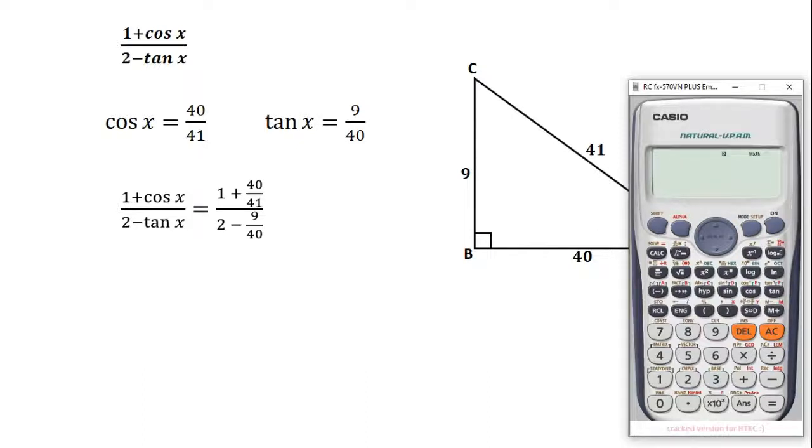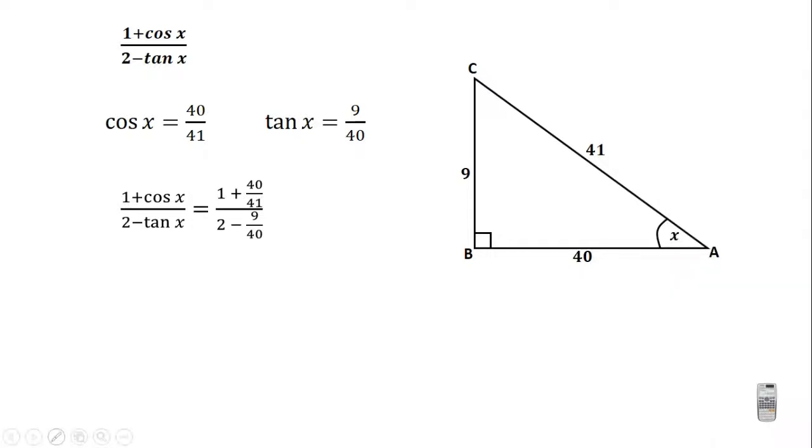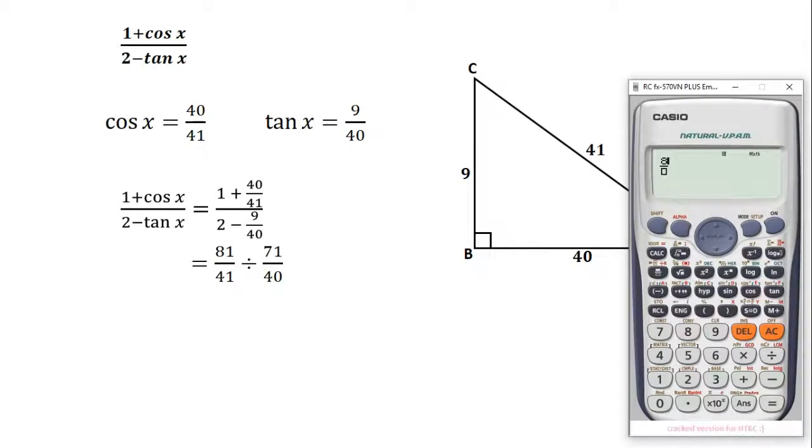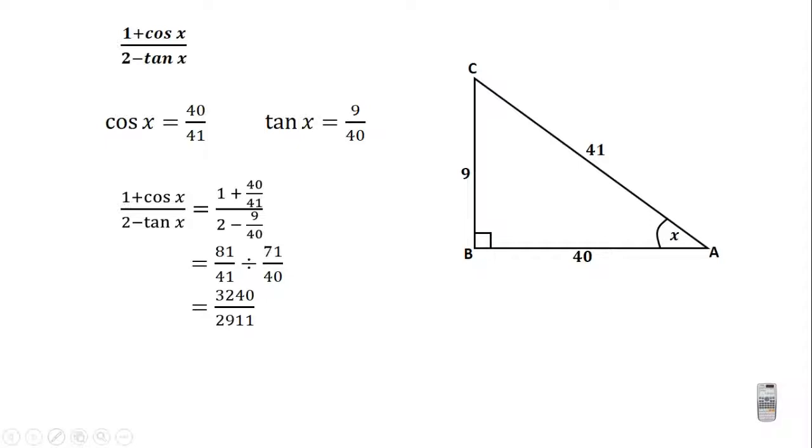Let's find the denominator. The denominator is 2 minus 9 divided by 40, and this will give us 71 divided by 40. So the numerator is 81 divided by 41 and the denominator is 71 divided by 40. So we have 81 divided by 41 as the numerator divided by the denominator, which is 71 divided by 40. If we do this on our calculator, we are going to have 81 divided by 41, then divided by 71 divided by 40, and this will give us 3240 divided by 2911.